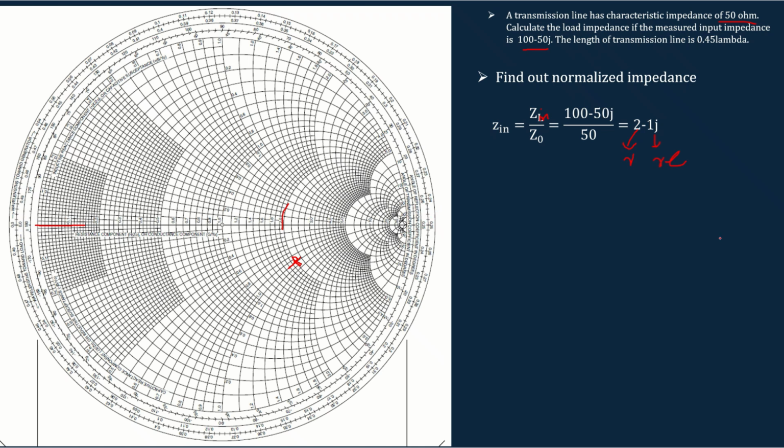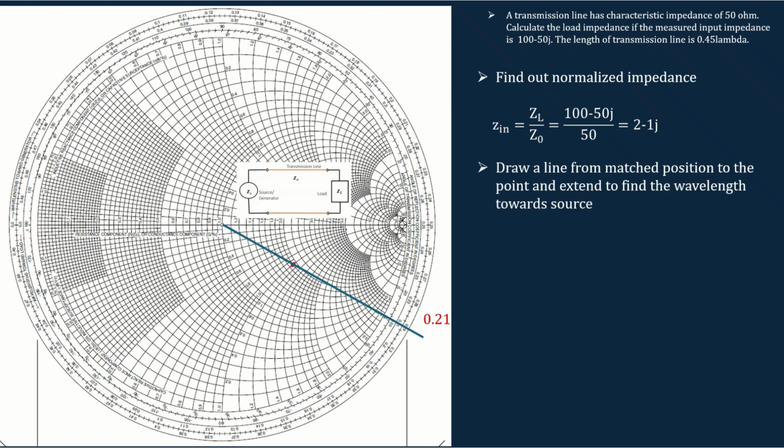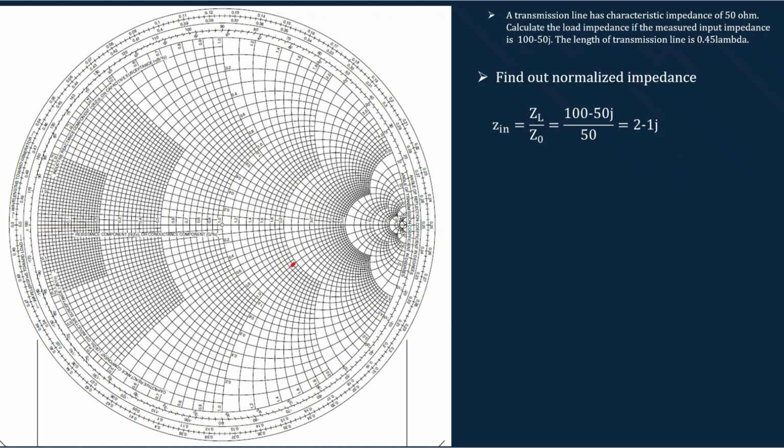So now I find out the input impedance. That is the first step. So now I mark the input impedance. After marking the input impedance, the next step is that we are dealing with the wavelength.